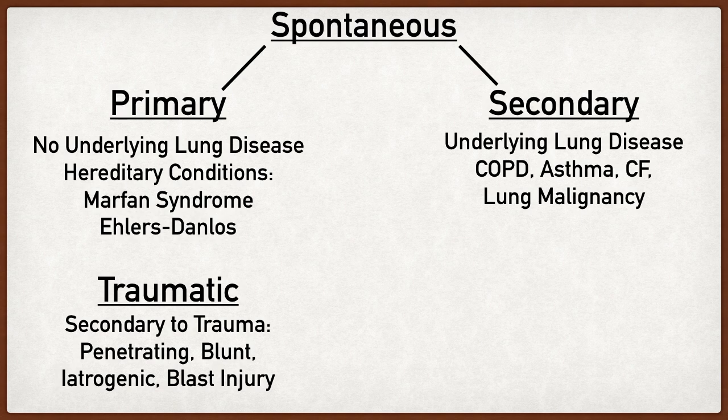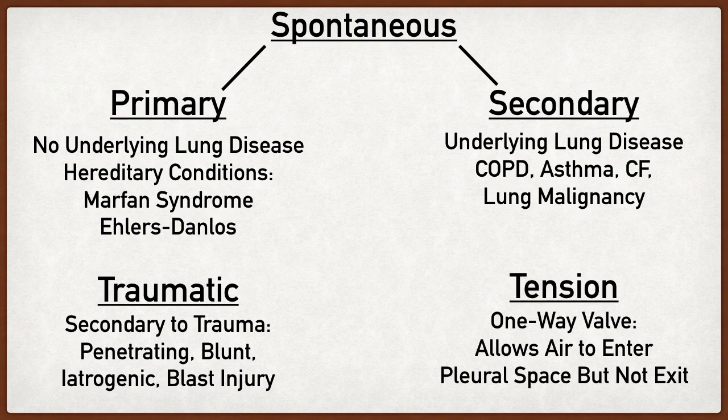The final type of pneumothorax is a tension pneumothorax. This could be from a spontaneous or traumatic pneumothorax. This is essentially when there's a one-way valve that allows air to enter the pleural space but not exit. This can cause the intrathoracic pressure to increase, and this can lead to an emergency.